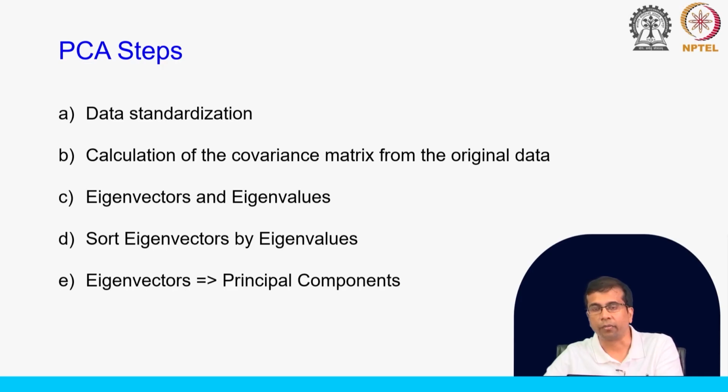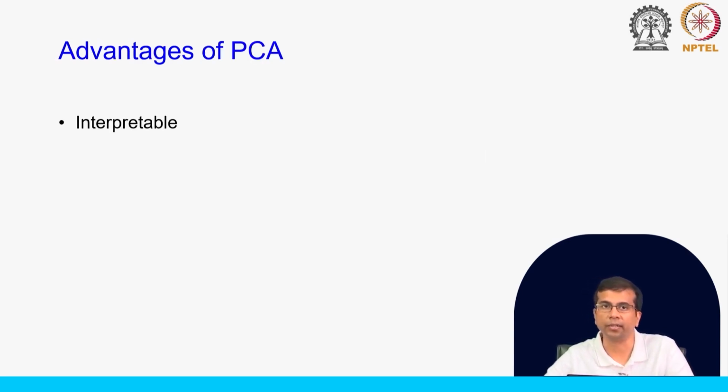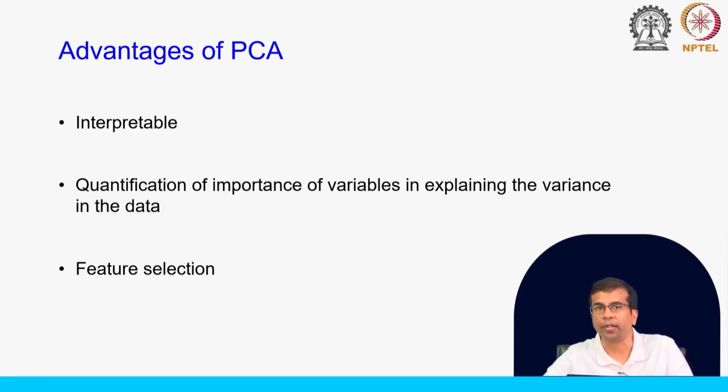Now, what are the advantages of principal component analysis? This is a very popular technique for specific reasons, and the first reason is that it is interpretable. What I mean by interpretable is that we can identify the most important features in the data. This kind of technique allows us to do that. We can identify the genes that are most important in terms of explaining the variation in the data. And it can also quantify the importance of variables in explaining the variance in the data.